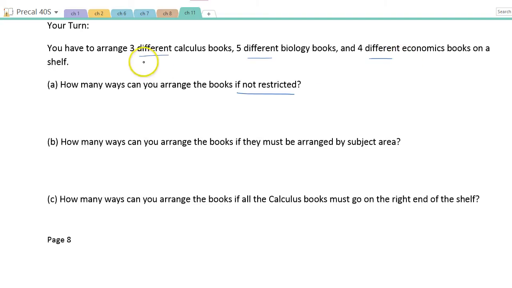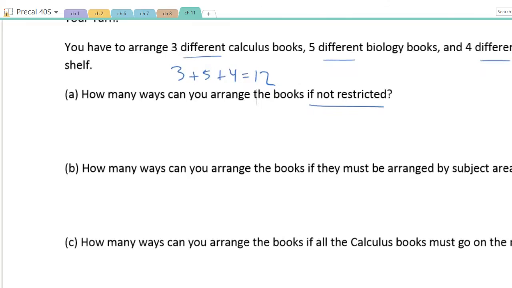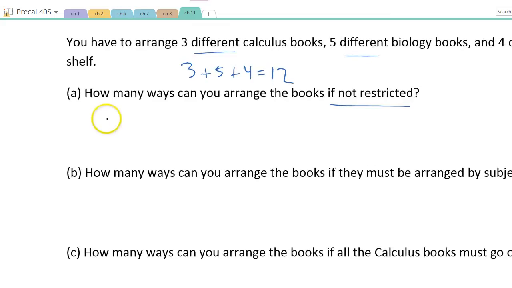Rather, I just have a bunch of books. How many books do I have? 3 plus 5 plus 4. I've got 12 books. So I'm just arranging 12 books. So the number of ways that I can do that is going to be equal to 12 factorial. And when I plug that in, my 12 factorial is a really large number, 479001600. Put some commas in there. 479 million different ways. That's just crazy. Okay, so there's lots of different ways to do that.